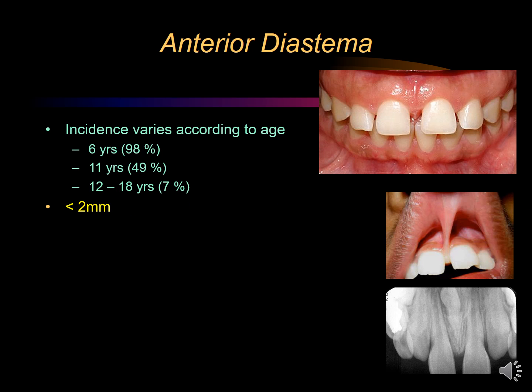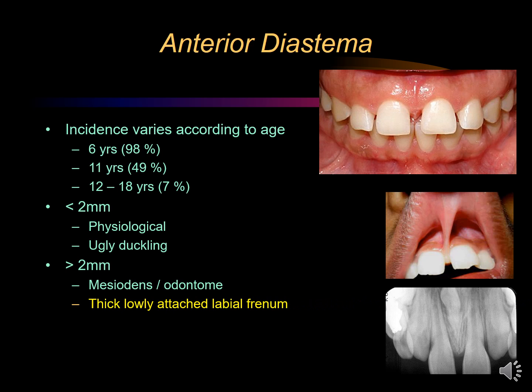Okay, now if the diastema is less than 2 millimeters wide, it is most likely physiological, and it may be a reflection of the ugly duckling stage. If it is more than 2 millimeters in width, it could be due to a mesiodens or an unerupted odontome, or it could be due to a thick, lowly attached labial frenum, or it could simply be an expression of microdontia and/or hypodontia.